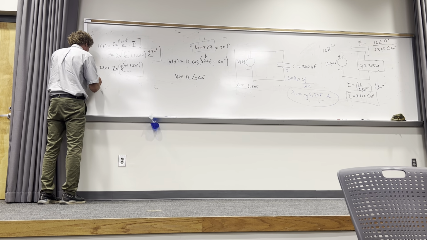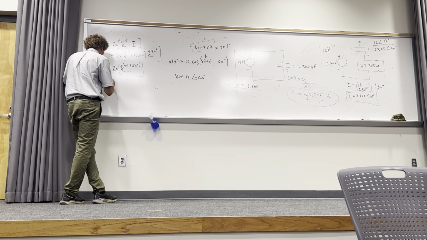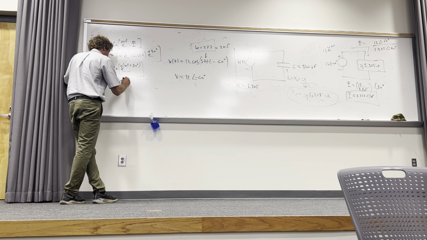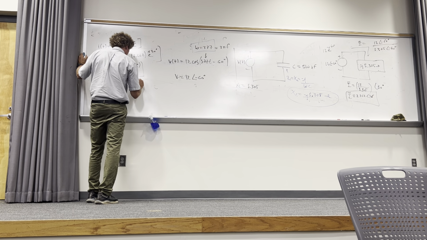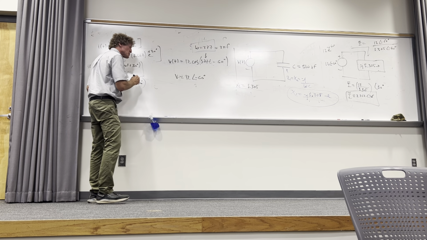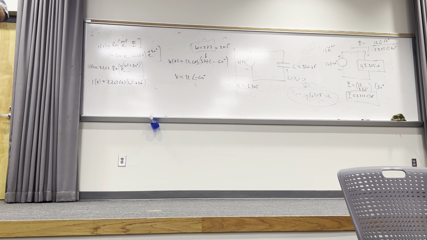I of t here is just going to be equal to 2.262 times the cosine of omega t, and omega is 377, plus 30 degrees, or really plus pi over 6 radians, but I'm going to let them slide. Can anybody confirm that answer? I gave you solutions. Anybody?